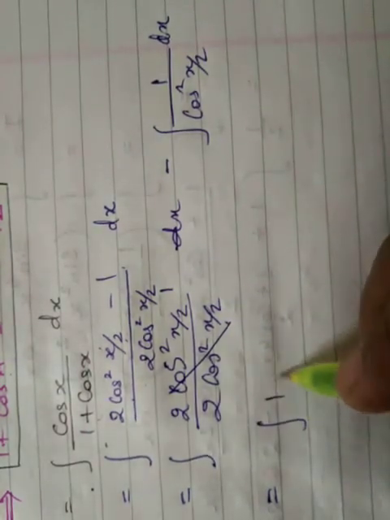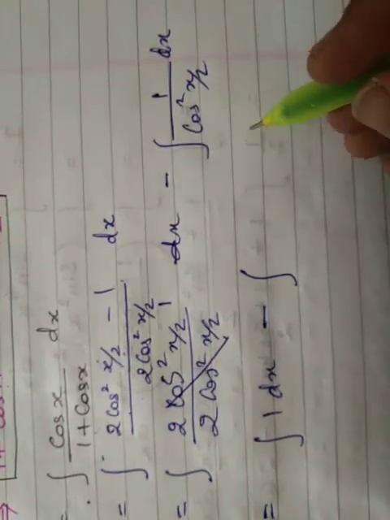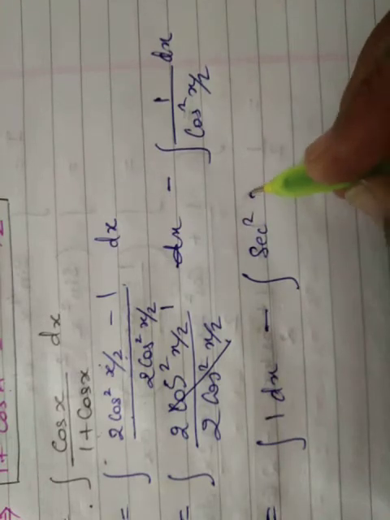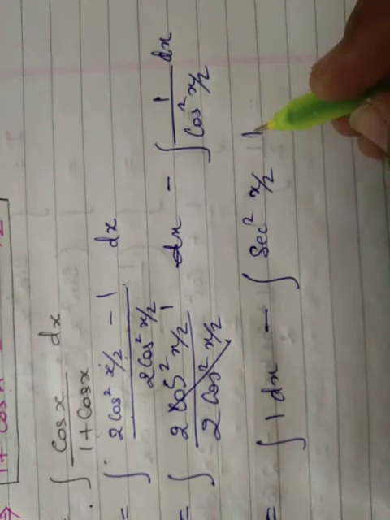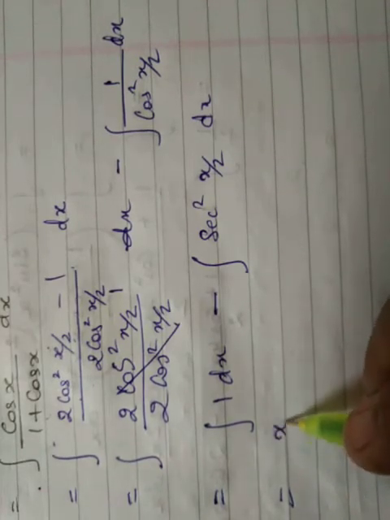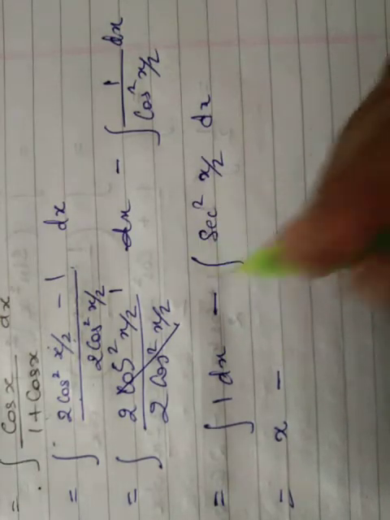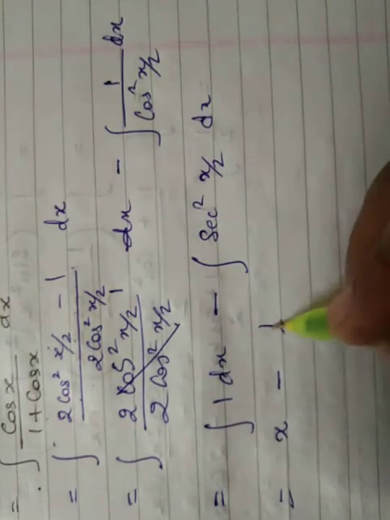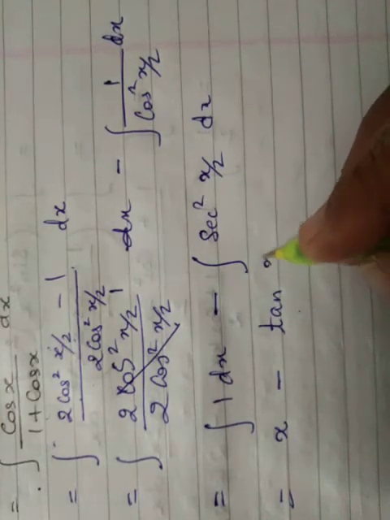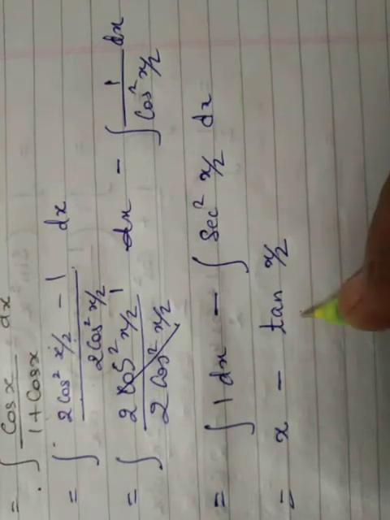So it will become integral 1 dx minus integral 1 upon cos, which is sec. So 1 upon cos squared will be sec squared of x by 2 dx. Okay. Now integral 1 is going to be x. Integration of 1 is x, minus integration of sec squared. I know that it is tan. So integration of sec squared is tan. So it was x by 2, so sec squared x by 2 will be tan x by 2.